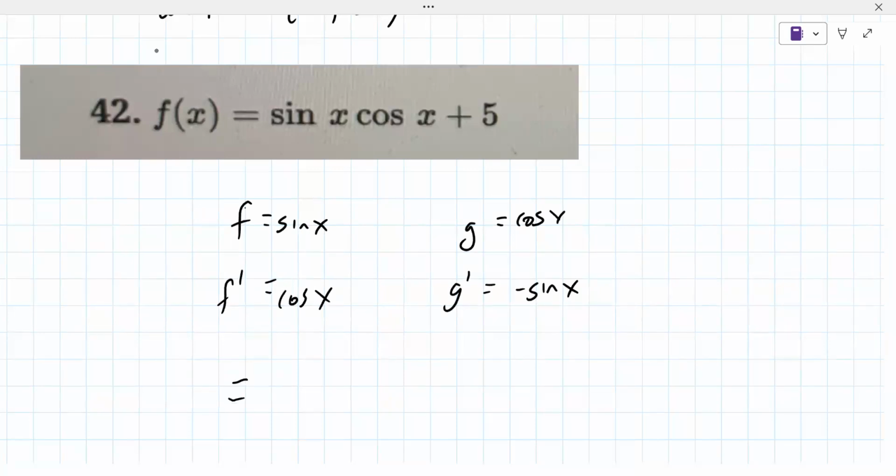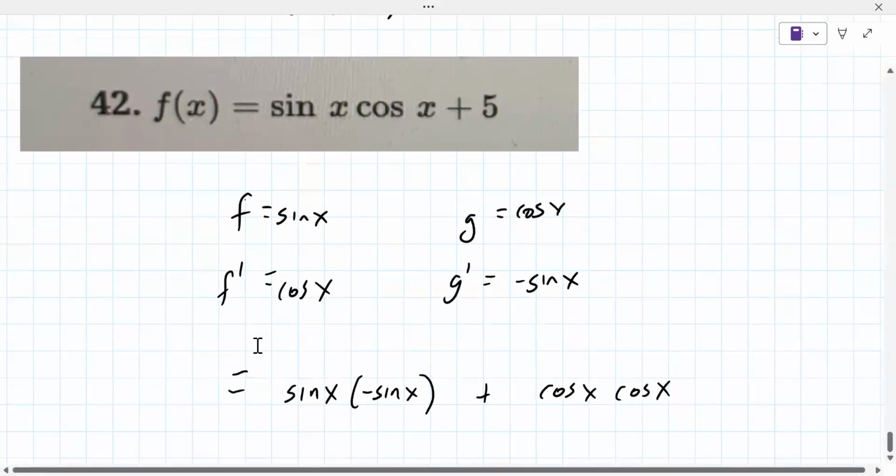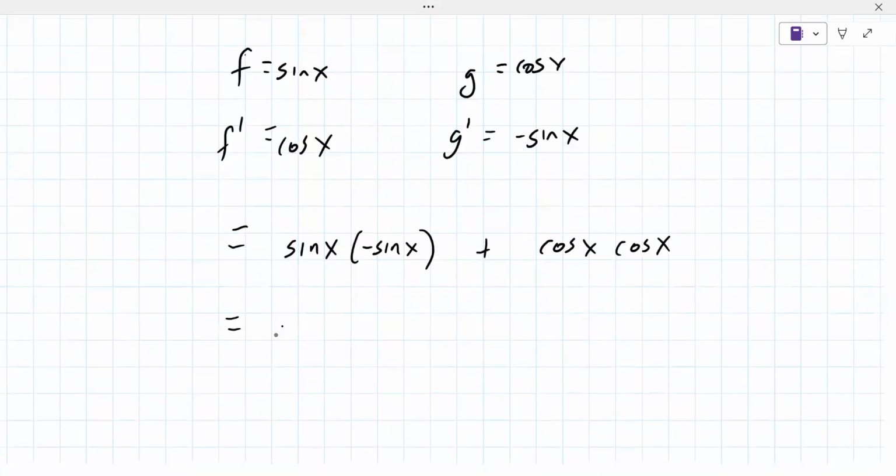So you're pairing them up here. So it's sin x times negative sine x, you're multiplying, plus cosine x times cosine x. So just a reminder here, it becomes sine squared x plus cosine squared x, and you're setting that equal to 0. Okay. So now let's set it equal to 0.